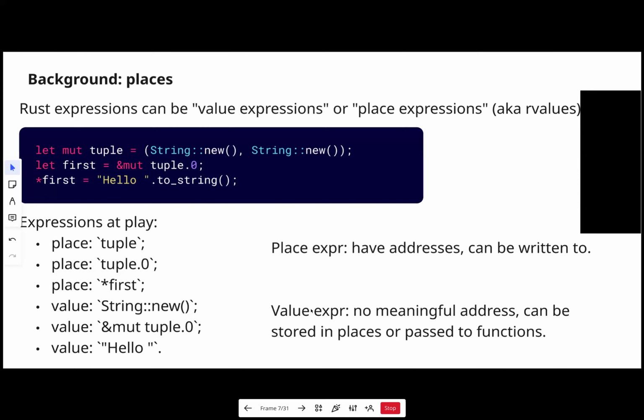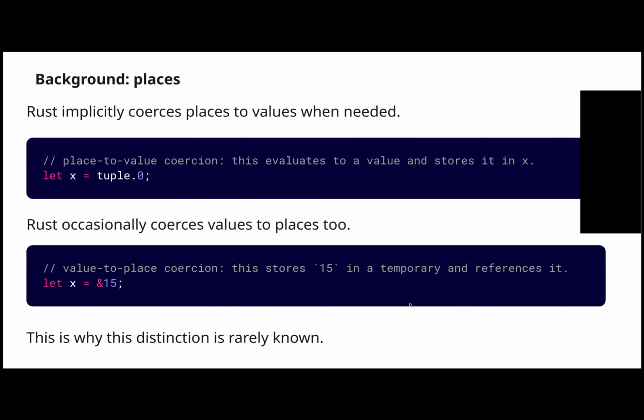And value expressions don't have a meaningful address, they're just a value that is not stored anywhere yet, but they can be stored in places and also passed to functions. But we don't see this distinction because Rust magically coerces between the two when we need. So most of the time, place to value coercion happens.